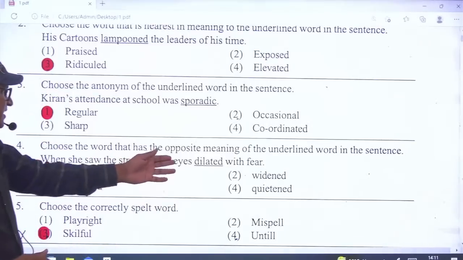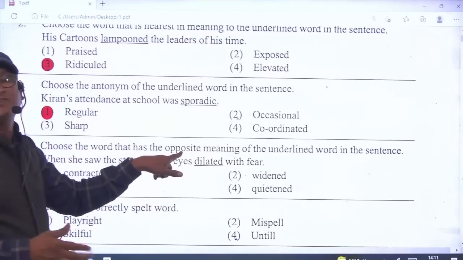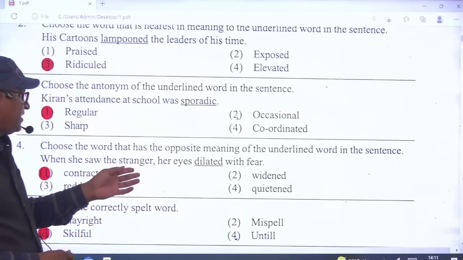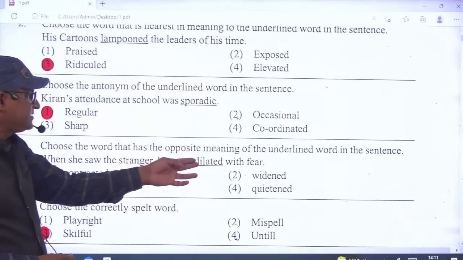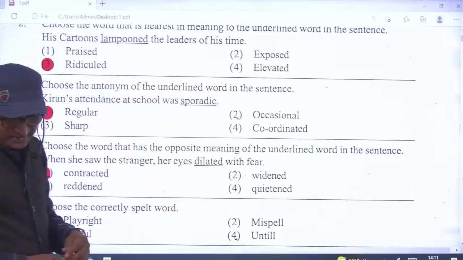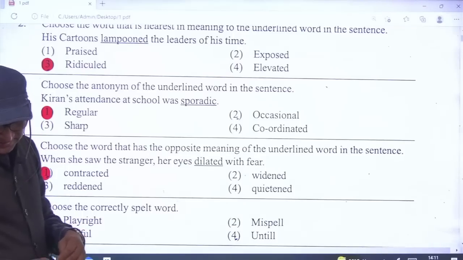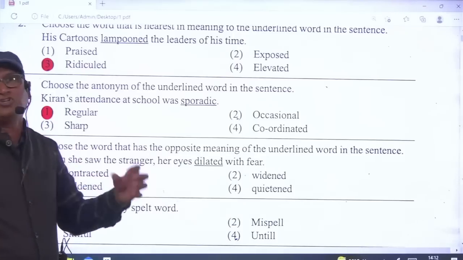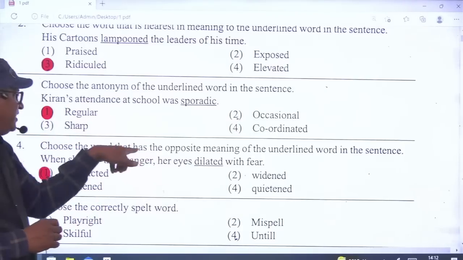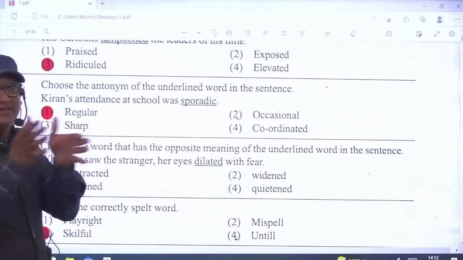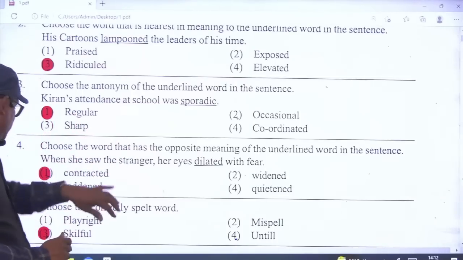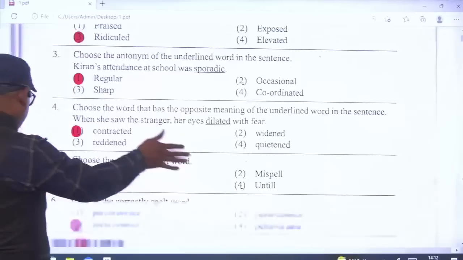Choose the word that has the opposite meaning. Opposite meaning is nothing but the antonym. The given sentence is: when she saw the stranger, her eyes dilated with fear. Dilated is in the sense that we can say enlarged, made bigger. So we require the opposite word, that we call contracted. So 1 is the right option. Let's go for the fifth question.